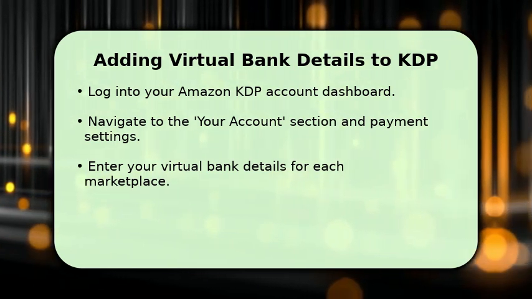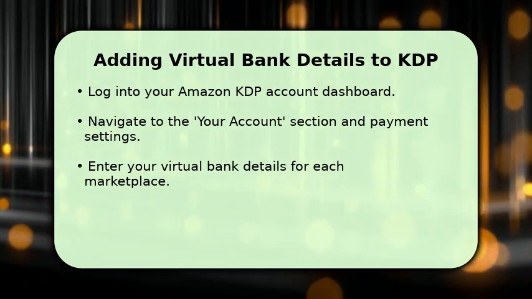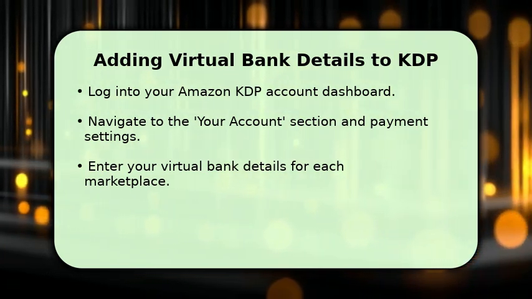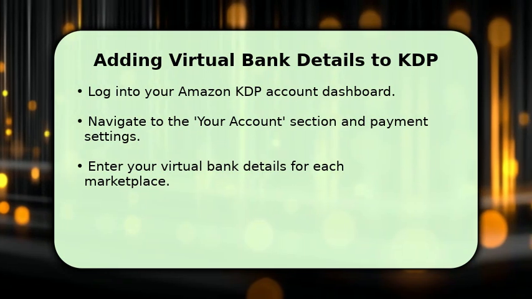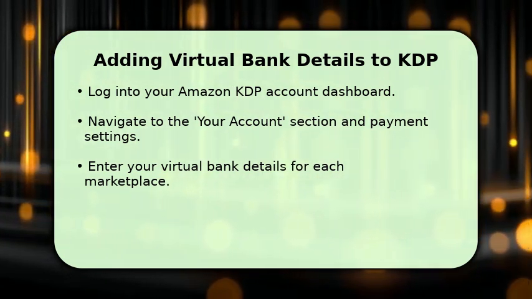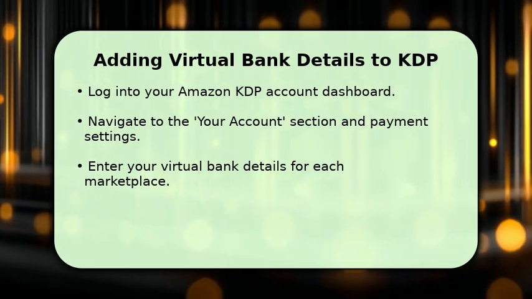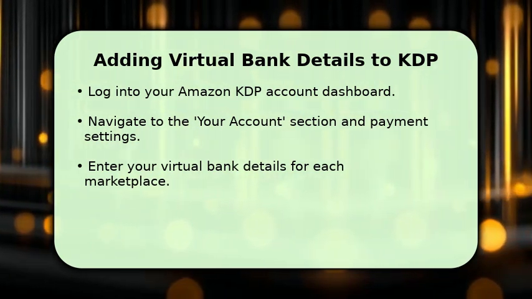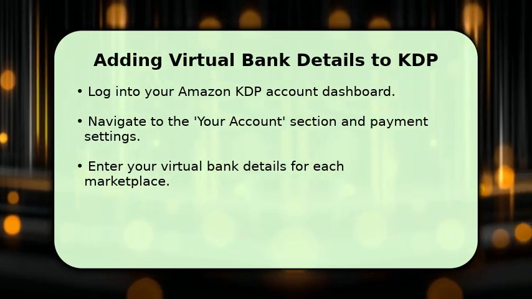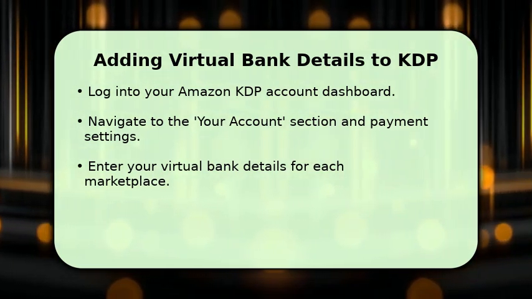Log into your KDP account and go to your account section, then find the payment settings. Here, you will input the virtual bank account details provided by your chosen service, such as Payoneer, for each relevant marketplace where you sell books. Double-check all the numbers, including the routing and account numbers, to ensure accuracy and prevent any payment delays.